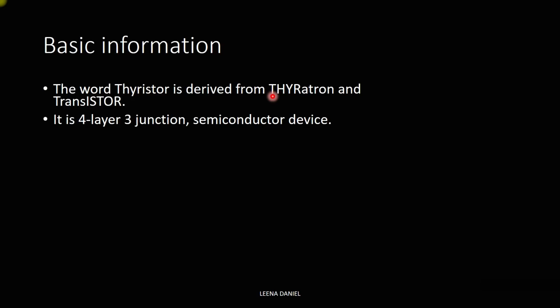So in earlier days the device doing the work of rectification was very big in size, but after the invention of semiconductors like silicon and germanium, the size of the device became compact, and now we are not using the vacuum tube. Now we are using the semiconductor device, p-type semiconductor or n-type semiconductor.